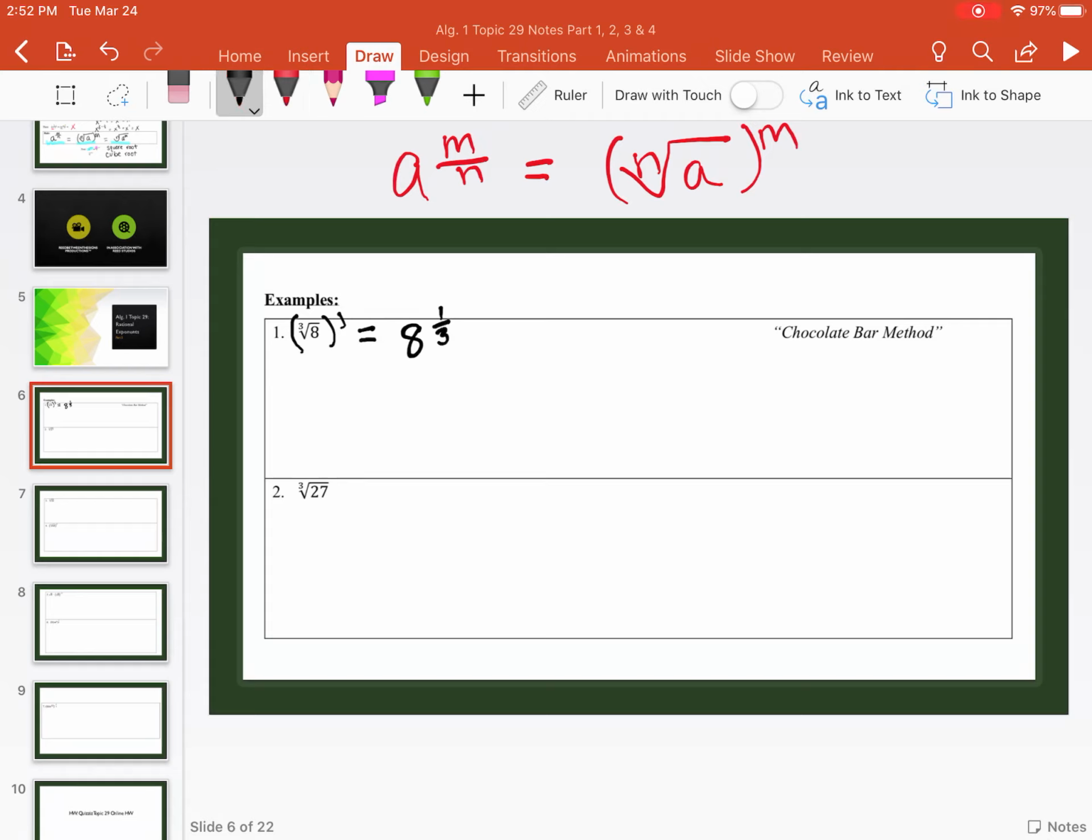So some of you guys might be able to determine the answer based off just your knowledge of multiplication, but what I like to do here is use something called the chocolate bar method.